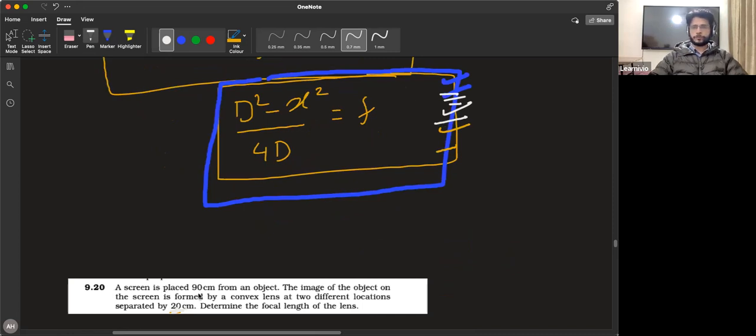So what is x in the formula? X is the separation between the two positions of the lens. I have mentioned X in the diagram also. Separation between the two positions, L1 and L2 of the lens. Sir, we don't need to do the derivation for this. No, it's not a part of the syllabus.